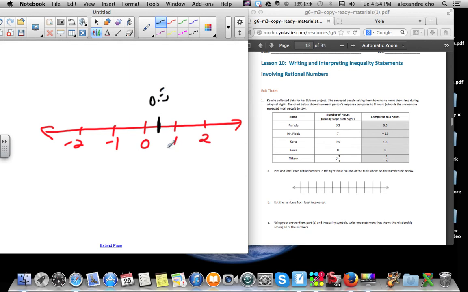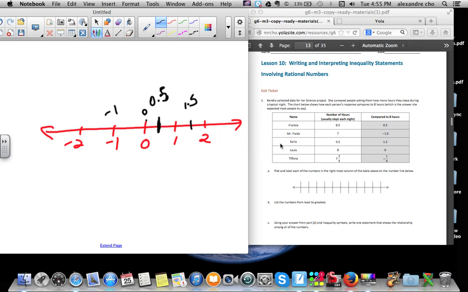And then Mr. Fields sleeps 7 hours, which is 1 hour less than the average, so that's negative 1, so that's here. Well, I just put negative 1 on top of negative 1. And then we got Carla, 9.5 hours. My God, lucky her. 9.5 would be between 1 and 2, which is 1.5. Louis sleeps 8 hours exactly, which is right here, so he's not sleeping more or less than the average.